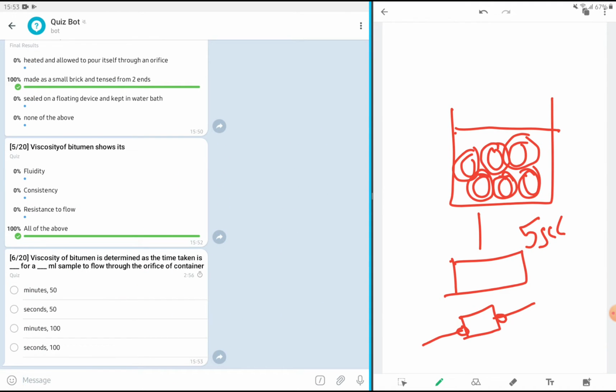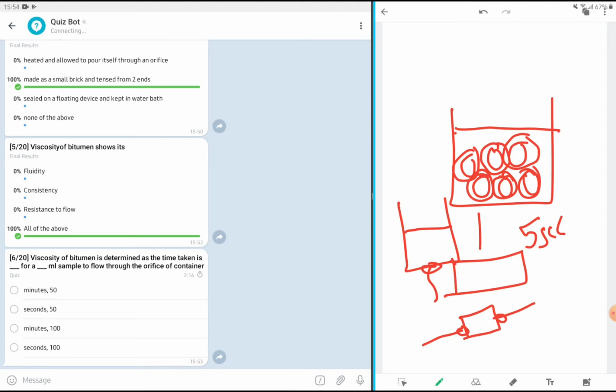Viscosity of a bitumen is determined as the time taken, fill in the blank, for a fill in the blank ml sample to flow through the orifice of a container. See what we exactly do in the viscosity test. We take a container like this, it has a small hole, the orifice. We take a specific amount of molten bitumen and allow it to fall through this orifice. Orifice means a small circular hole. The more the time taken by the bitumen to flow through that orifice, the more is the viscosity.